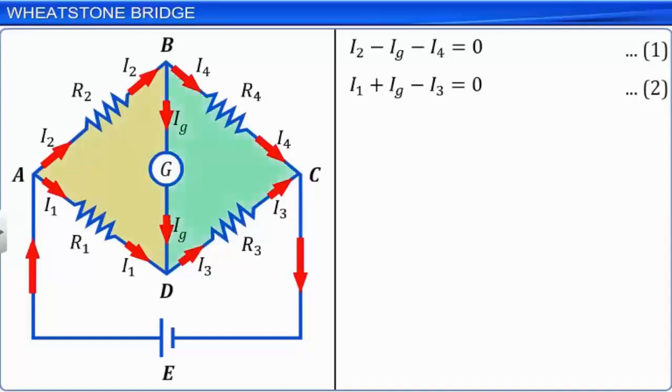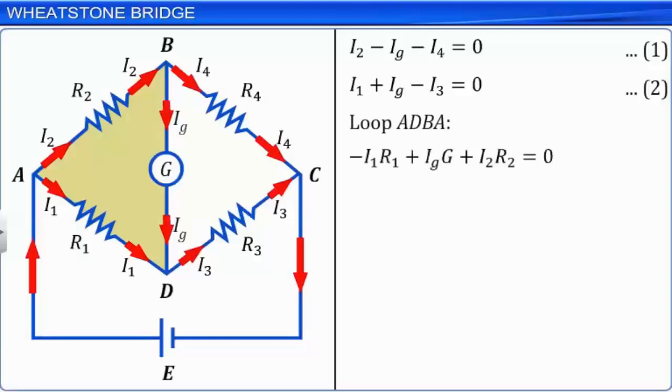Loop ADBA. Across points A and D, by applying the rule, we get minus I1 R1 plus IgG plus I2 R2 is equal to 0. On simplifying, we get I1 R1 is equal to I2 R2 plus IgG. Let this be equation 3.